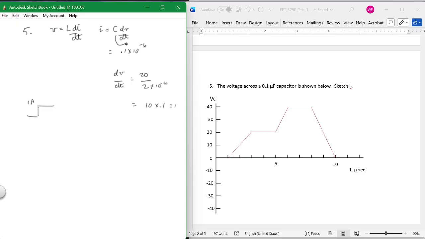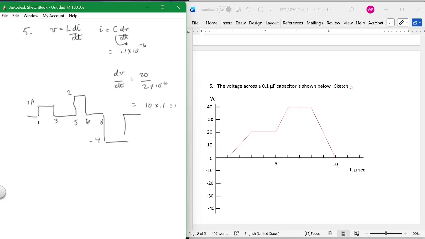Okay. And then what happens from 1 to 3? What's dV over dt? 0. So I go back, and at 5, then I go up again. This time I go up twice as fast, so it's 2, from 5 to 6. And what happens at 6? Goes back to 0. From 8 to 10, it goes down 4, back to 0. So this is 1 amp, 2 amps, minus 4, 0.